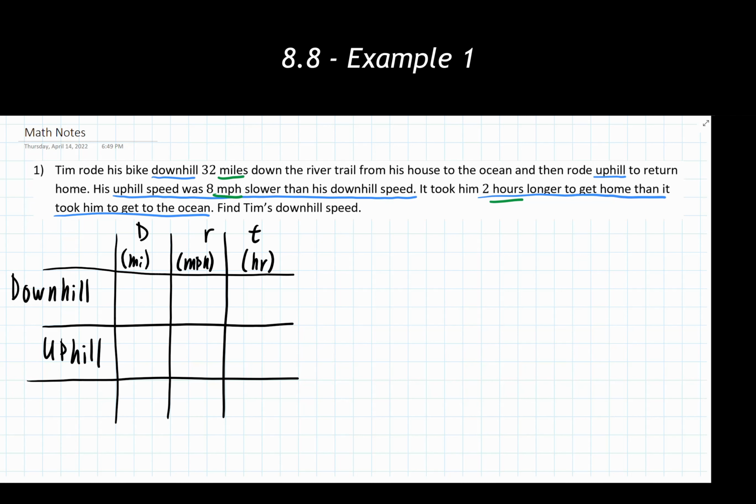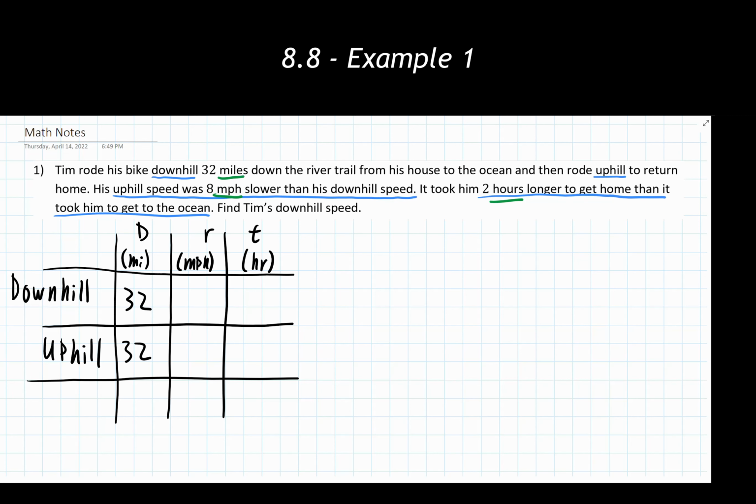So as we're told, Tim rode his bike downhill 32 miles down to the river trail. So he went downhill by 32 miles and then rode uphill to return home. So we can make a reasonable assumption that the distance uphill is the same distance as downhill. Nothing tells us that he went on a different route or a different distance or anything like that. So this is a reasonable assumption to make in this problem.